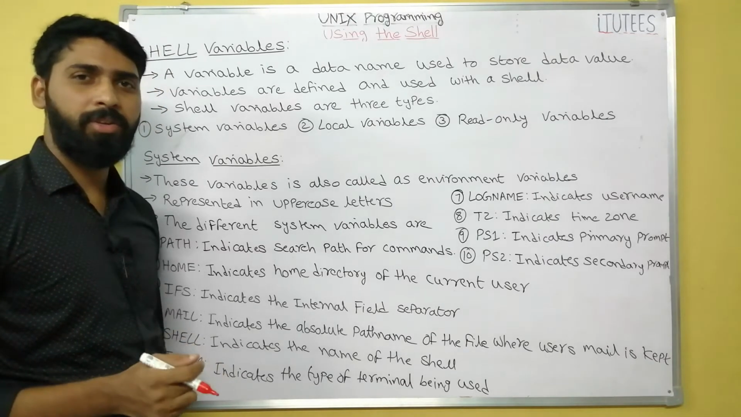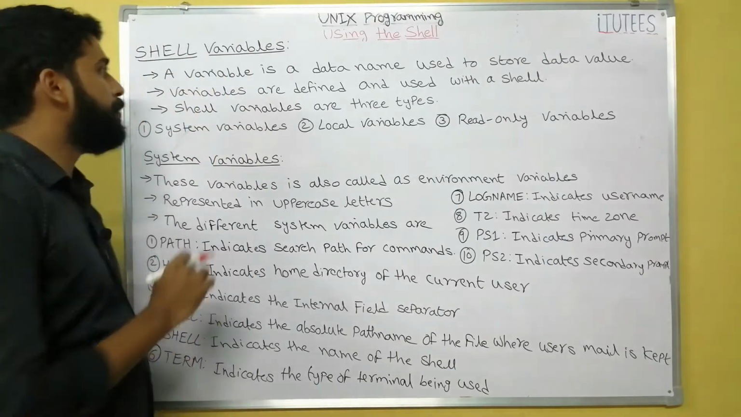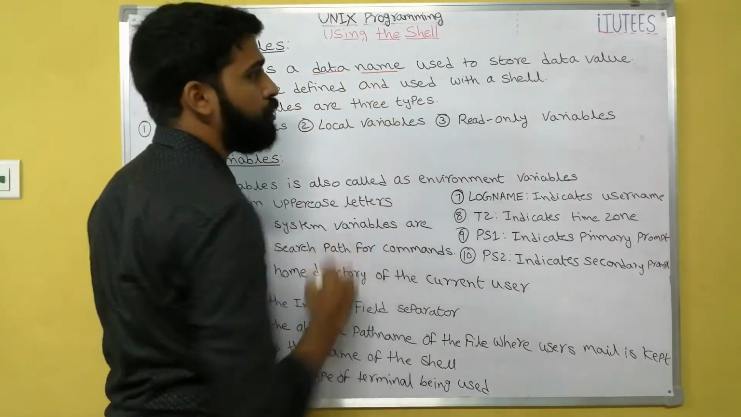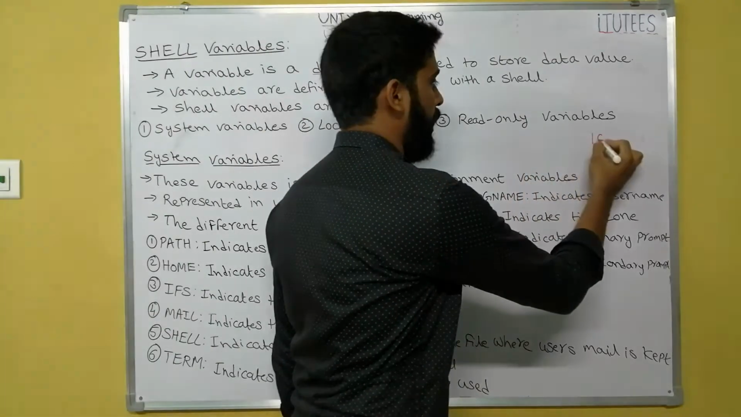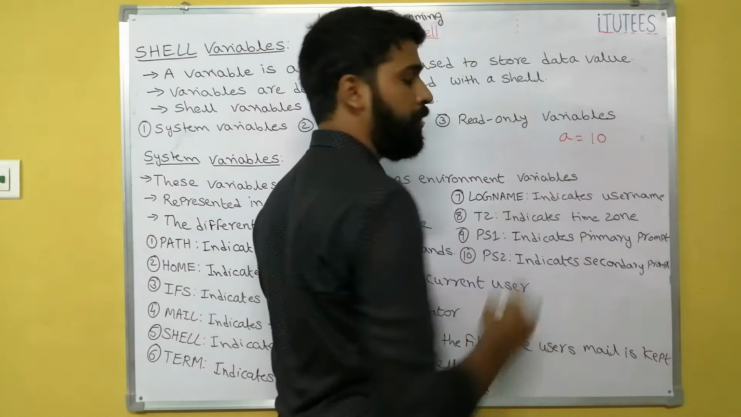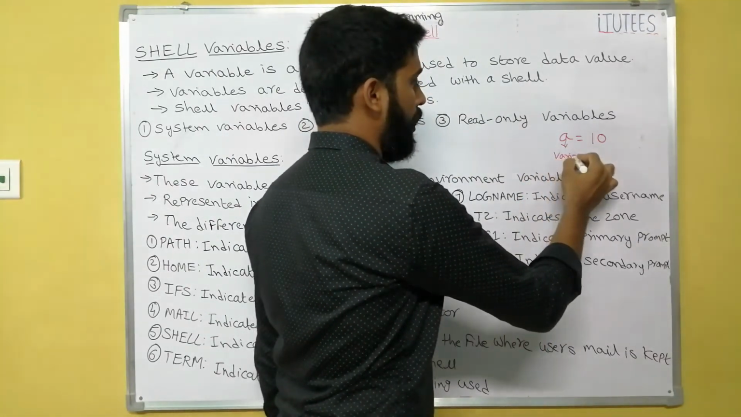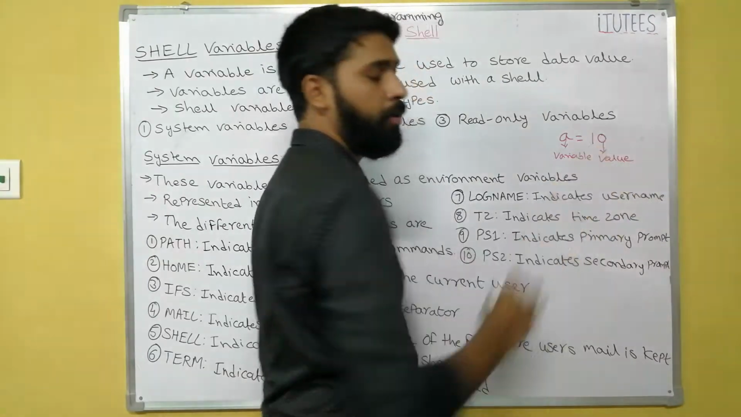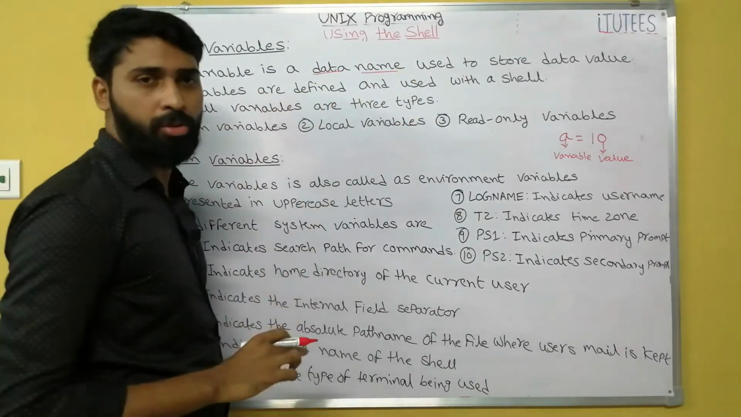In this class we are going to discuss shell variables. So what does a variable mean? A variable is a data name used to store a data value. For example, I want to store the value 10 in a variable named A. So A is the variable and 10 is the value. That means a variable is a data name used to store data.